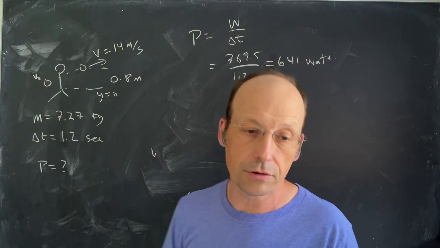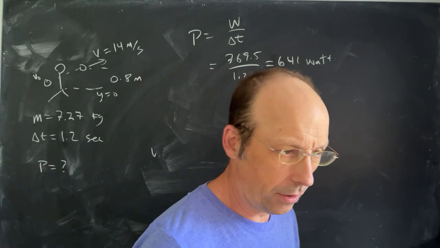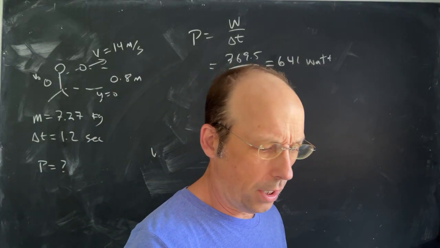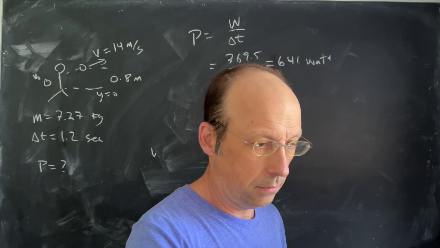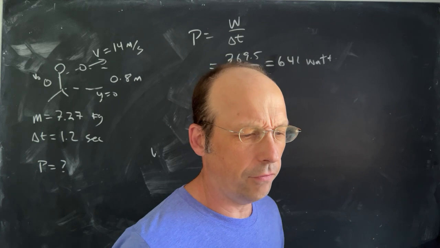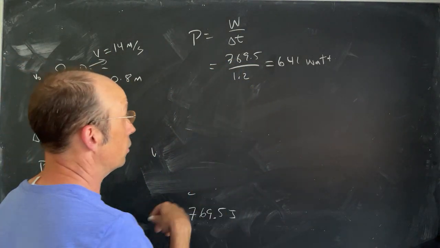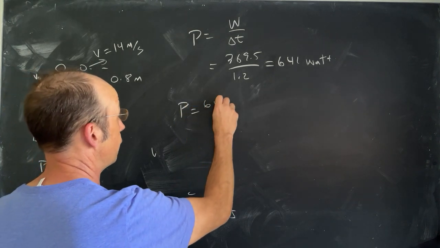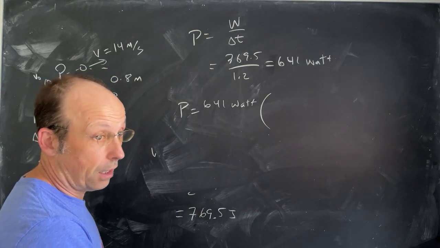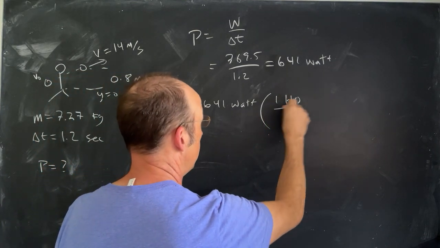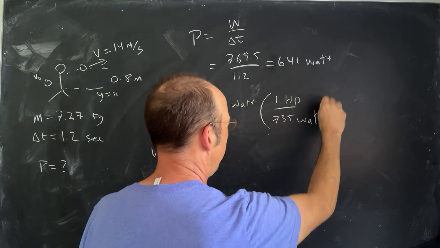Okay, the question also said to convert this into horsepower. I forgot the conversion factor, 1 horsepower in watts. 735. That's weird. Okay, so let's convert this to horsepower. The power is 641 watts, and I can say that 1 horsepower is 735 watts. Is that right? I don't know.